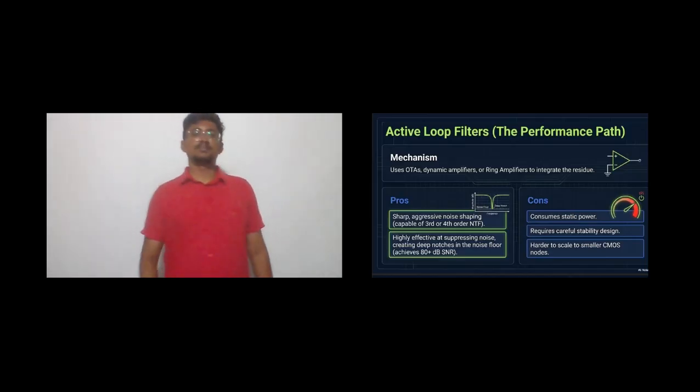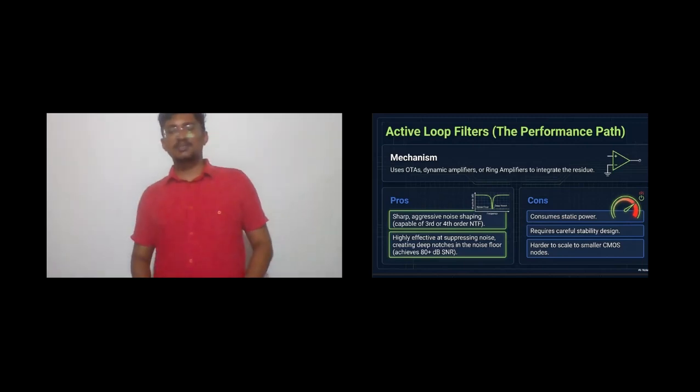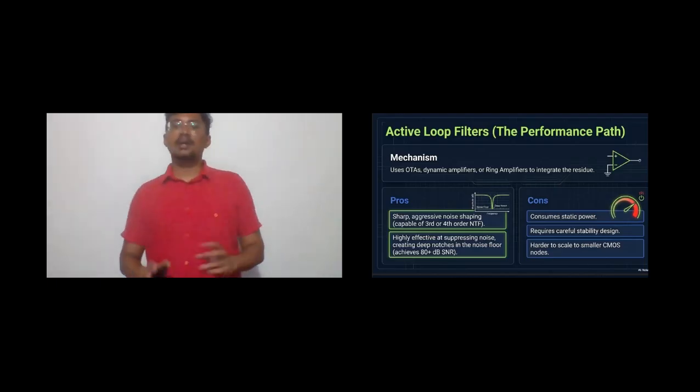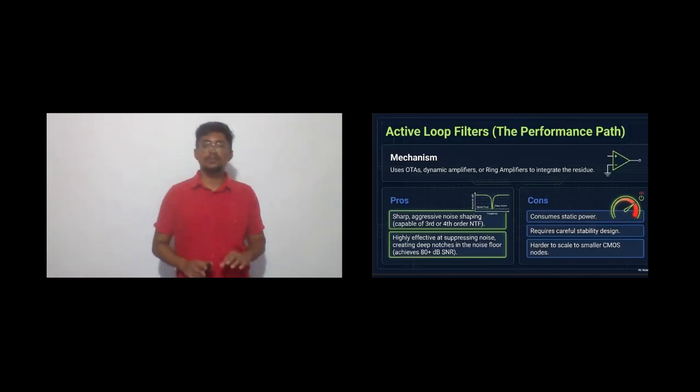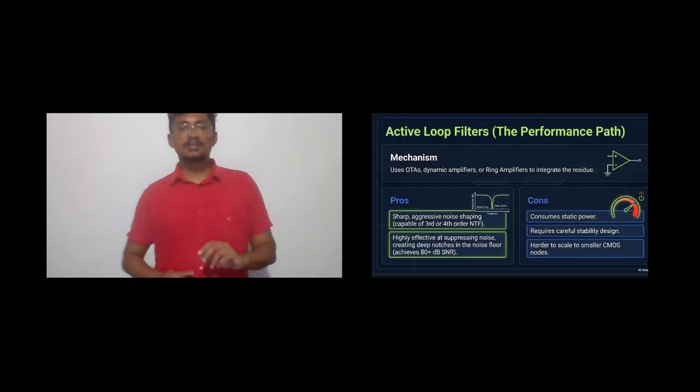But this performance boost comes at a steep cost. Active filters consume continuous static power, and they also require rigorous frequency compensation to maintain loop stability, and present severe design bottlenecks when you try to scale down into advanced low voltage nodes where transistor headroom is highly restricted.